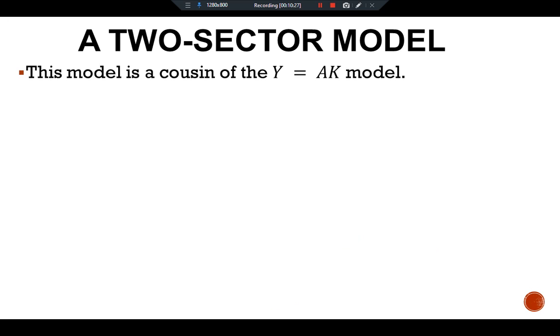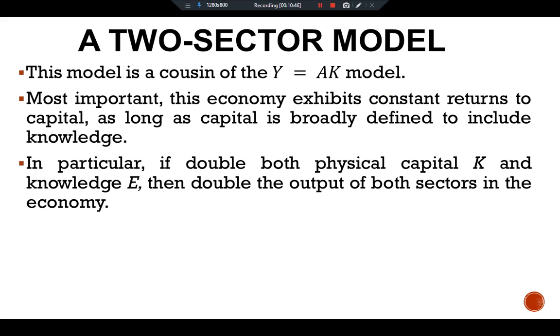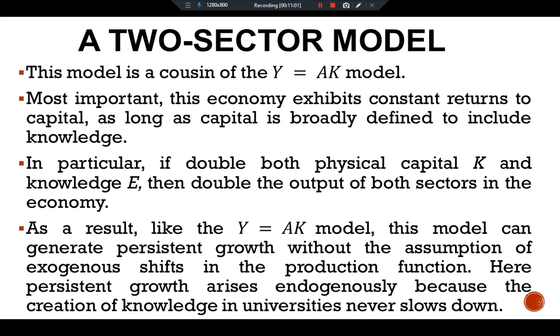Okay, then this model is a cousin of the Y = AK model. Most important, this economy exhibits constant returns to capital, as long as capital is broadly defined to include knowledge. In particular, if we double both physical capital K and knowledge E, then we double the output of both sectors in the economy. As a result, like the Y = AK model, this model can generate persistent growth without the assumption of exogenous shifts in the production function. Here, the persistent growth arises endogenously because the creation of knowledge in universities never slows down.